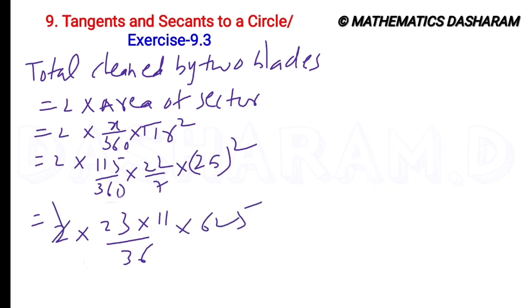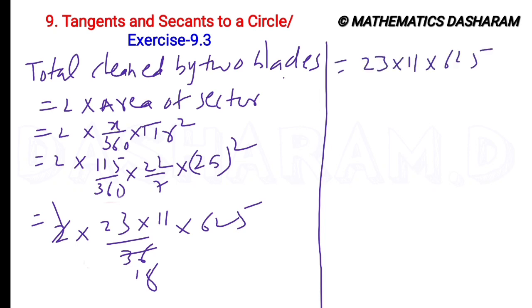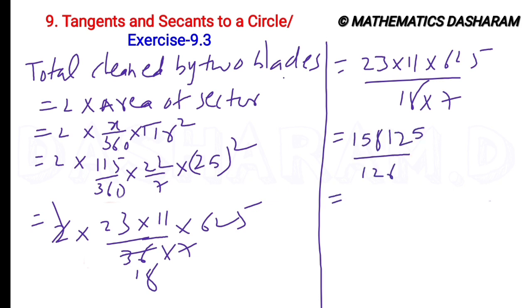So next here 2 ones are 2, 18s are 36. So it is equal to 23 into 11 into 625 divided by 18. And of course here 7 will be there, into 7, here also into 7. So 23 into 11 into 625 is 1,58,125 by 126. So let us divide by 126.